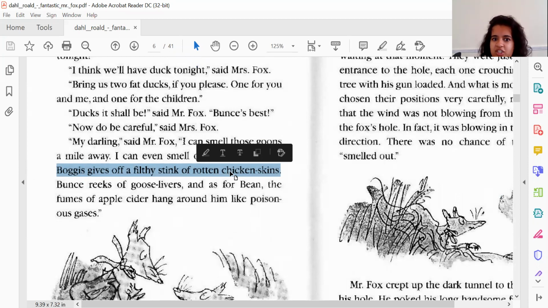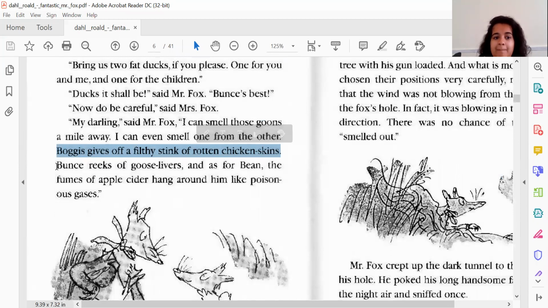He stinks of rotten chicken skins. Bunce reeks of goose livers. Okay, again, instead of stink and smell, he reeks. All right, and he smells of goose livers.